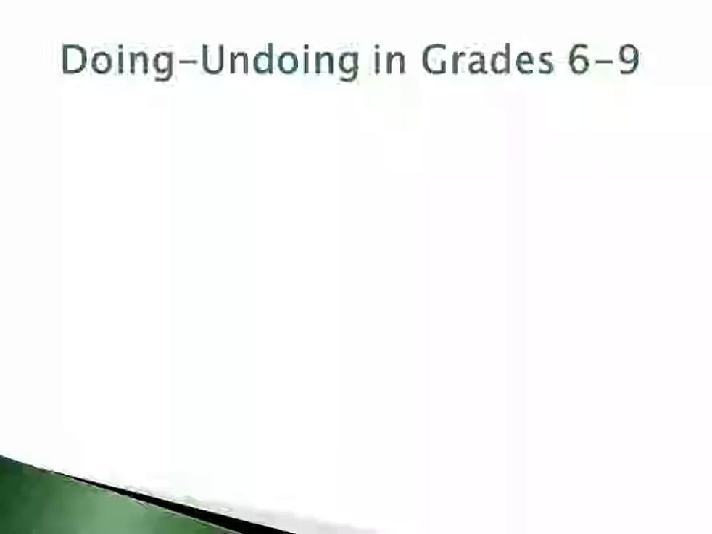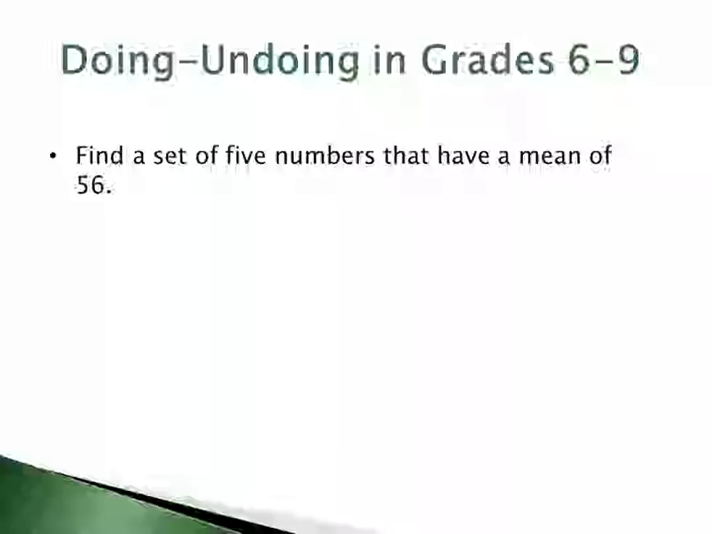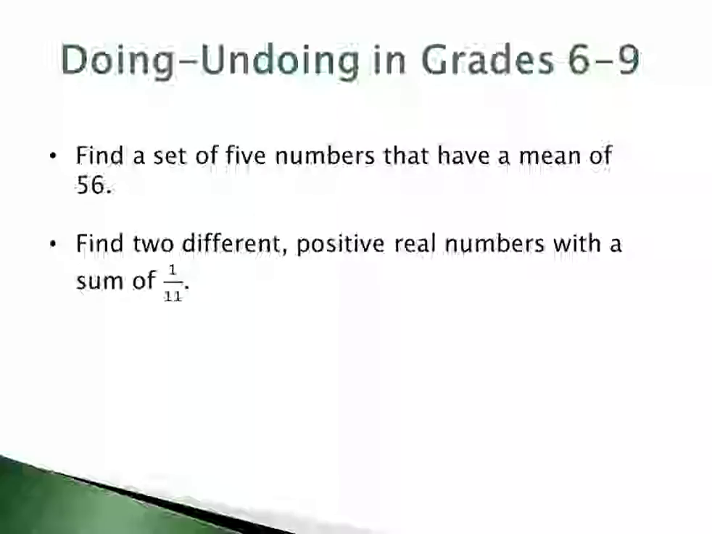Students are often asked to find the mean of a data set, but consider this problem. Find a set of 5 numbers that have a mean of 56. In this problem, students must work backwards to find a number. Here's another example. Find 2 different positive real numbers with a sum of 1/11. In this task, students must consider fractions that are equivalent to 1/11, such as 3/33, and consider the 2 numbers that can sum to 3/33, such as 1/33 and 2/33.